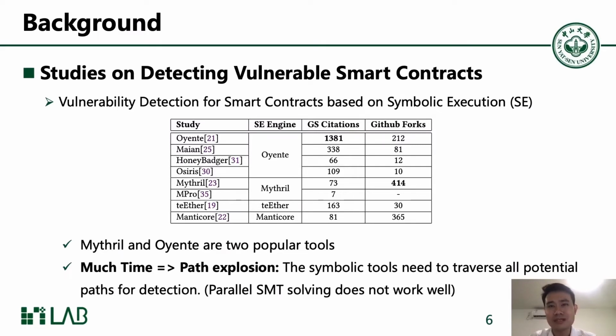However, as evaluated by SmartBugs, many symbolic tools for smart contracts are effective but cost much more time, as the symbolic tools need to traverse all potential paths to detect the vulnerabilities. Moreover, parallel SMT solving in those tools does not work well. We will test this later. So in this case, the coverage and accuracy of the symbolic tools are limited by the time.